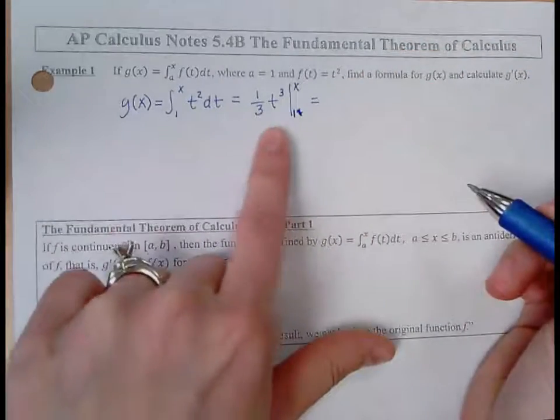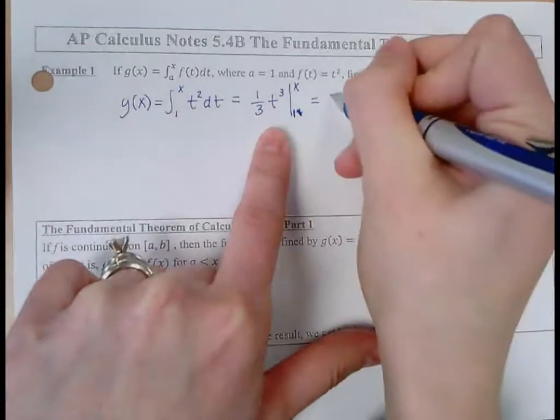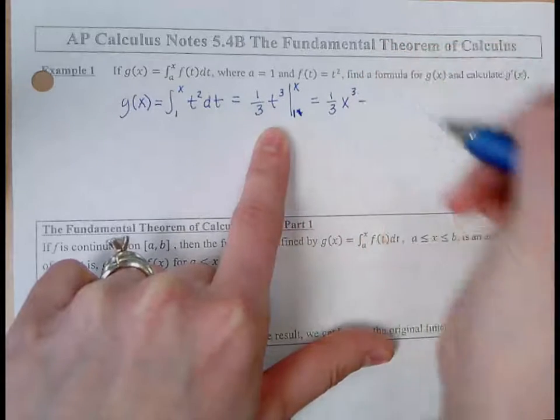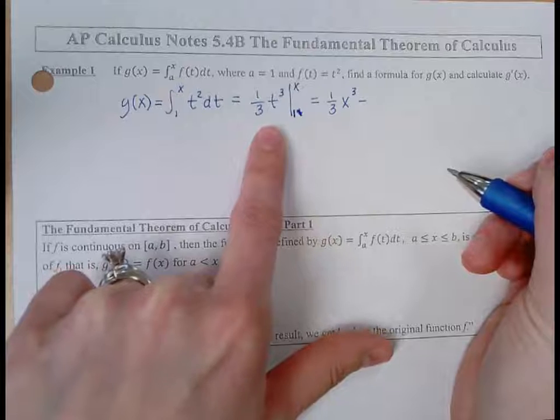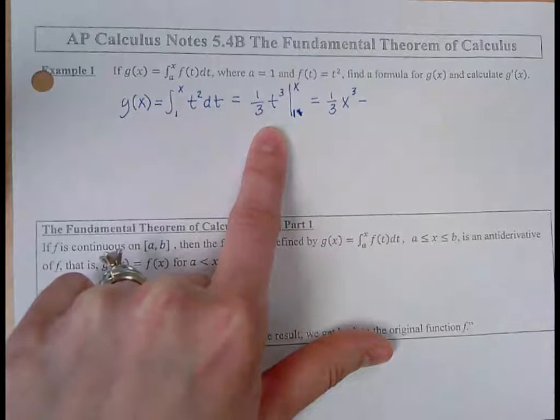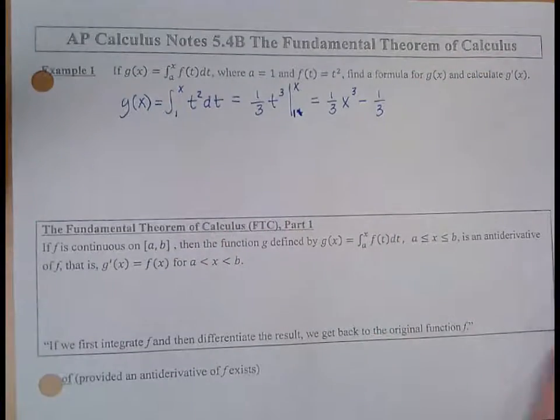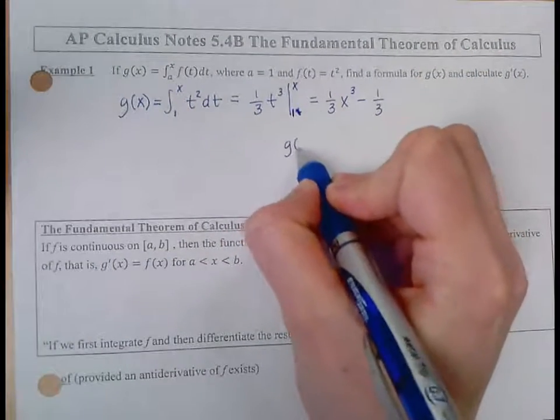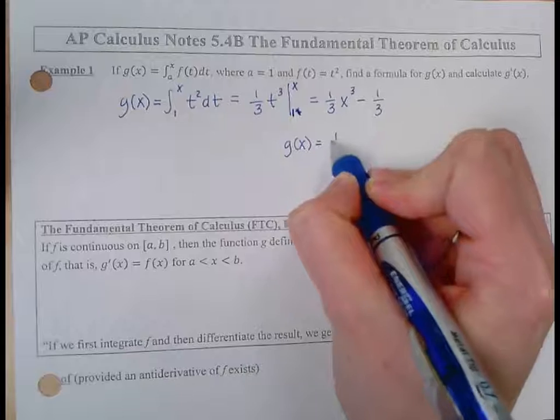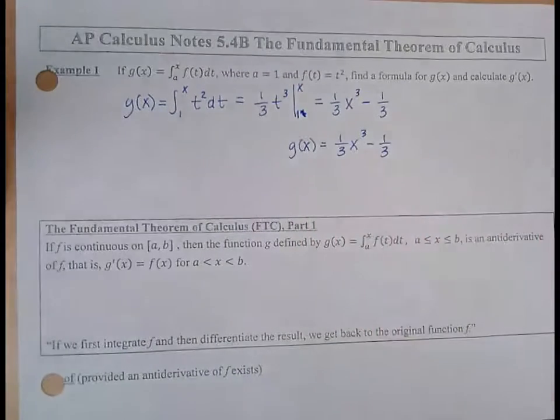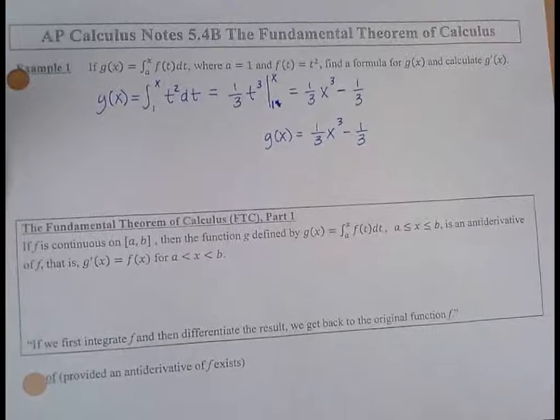So then I can substitute in x, and I would have 1/3 x cubed minus, if I substitute in 1, I have 1/3 times 1 cubed. 1 cubed is 1, so I just have 1/3. Okay, so g of x is the function 1/3 x cubed minus 1/3. So find a formula for g of x. That is g of x.